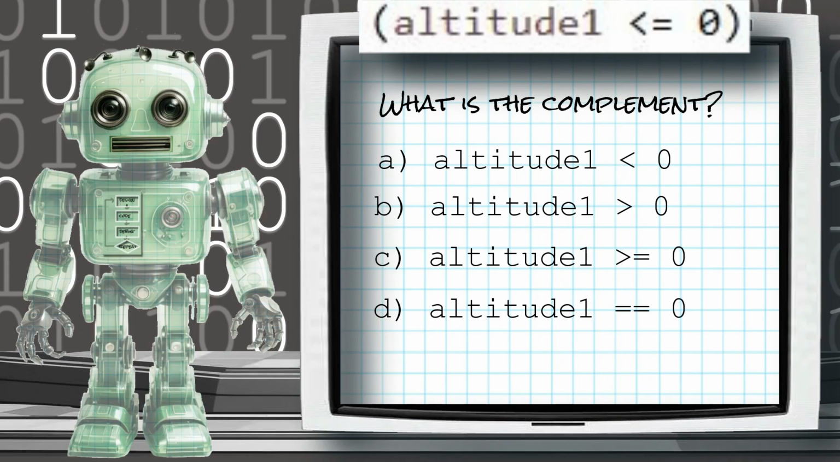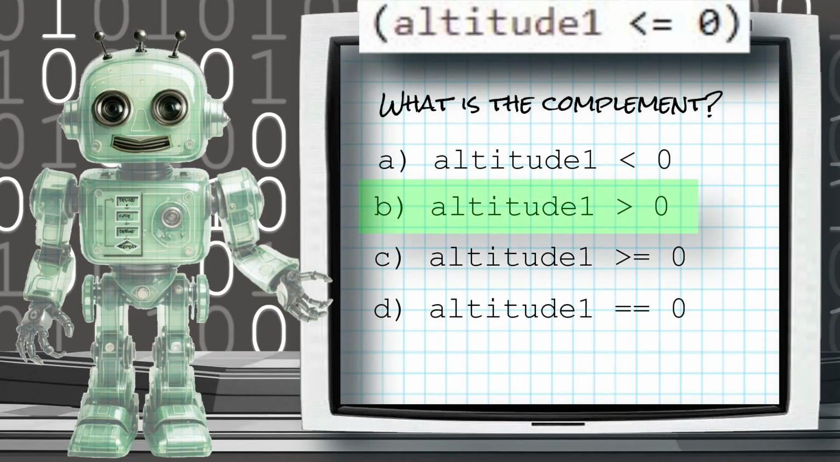Remember, you can pause the video and think about it or try to work it out, so go ahead and do that if you want to. We're going to move right along to the answer. It's B, altitude1 greater than 0. The complement of less than or equal to is greater than.